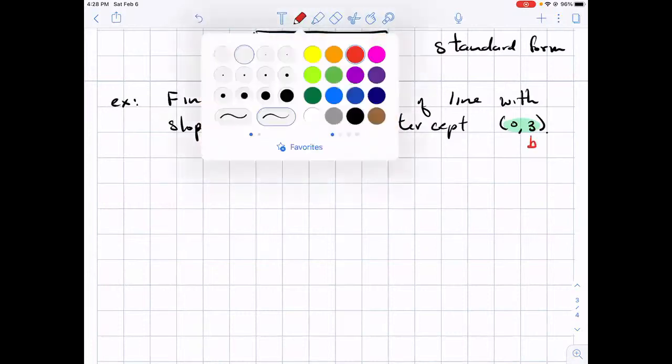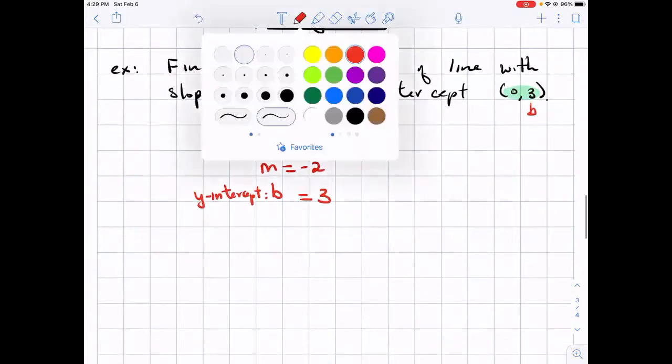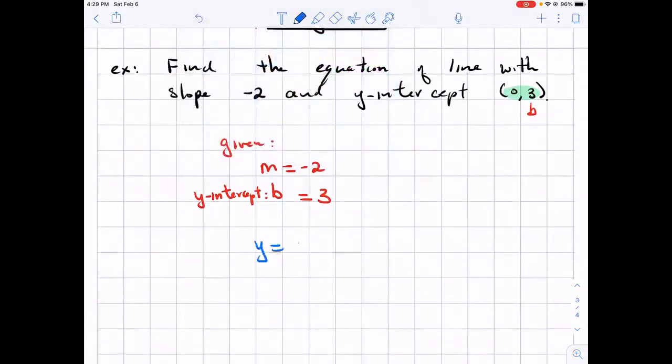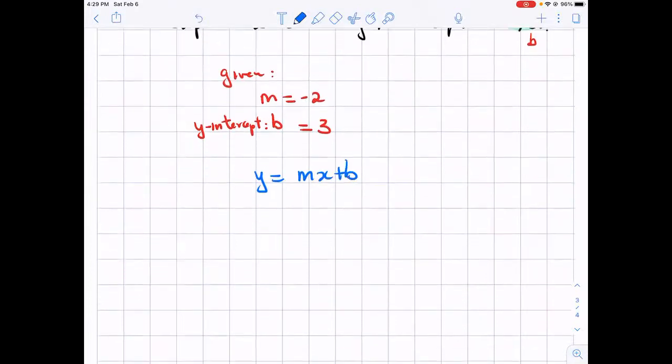Okay. So what's given here: m is equal to minus 2, and b, which is the y-intercept, is equal to 3. So we have y is equal to mx plus b. Therefore, the equation of the line is y equal to minus 2x plus 3. And if we have to graph this, we can graph it. There shouldn't be any problem to graph this.